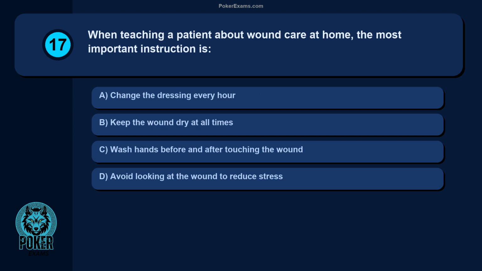Question 17. When teaching a patient about wound care at home, the most important instruction is: change the dressing every hour. Keep the wound dry at all times. Wash hands before and after touching the wound. Avoid looking at the wound to reduce stress.